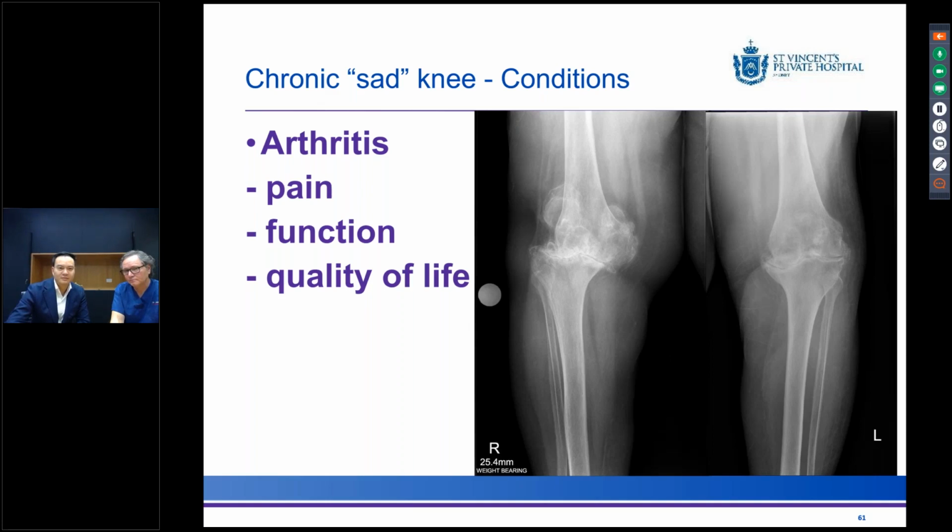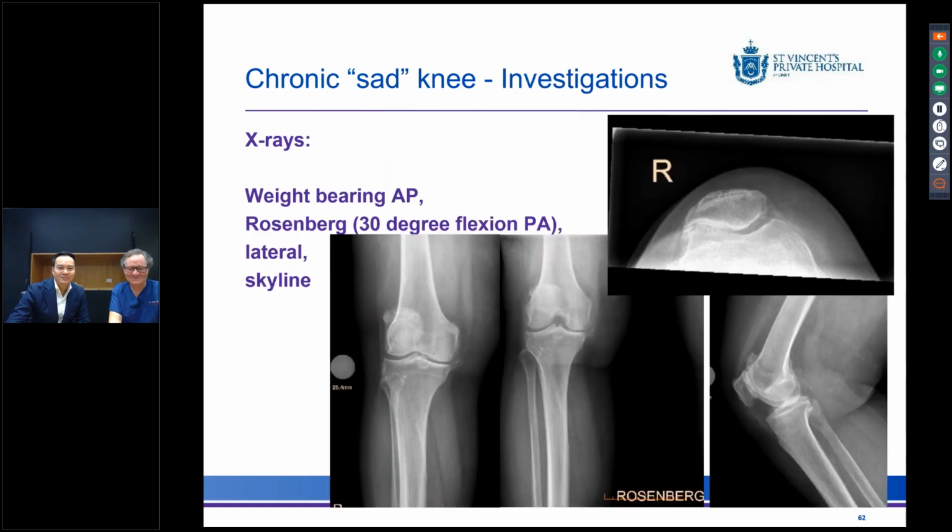Yeah, so I did indeed do hinge knee replacements for this patient. The standard x-rays that we would obtain in this situation are weight-bearing AP x-rays, as you can see here with my mouse cursor on the left, and a Rosenberg view, which is a 30-degree flexion PA view of the knee. You can see here that the notch is clearer.